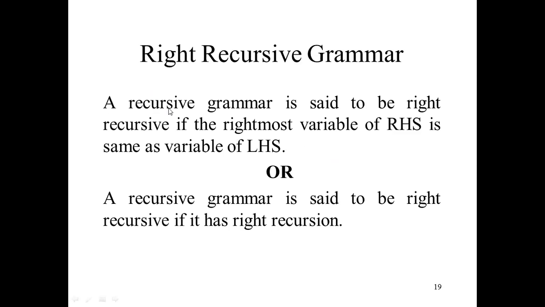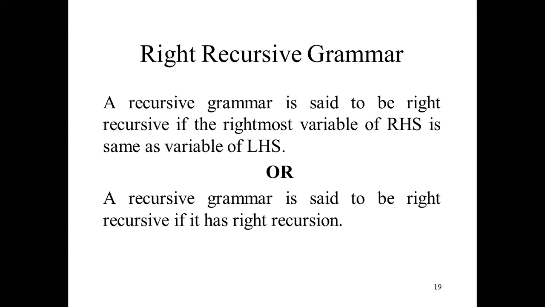Right recursive grammar. A recursive grammar is said to be right recursive if the rightmost variable of right hand side is the same as the variable of left hand side. The definition is approximately the same, just the direction is different.